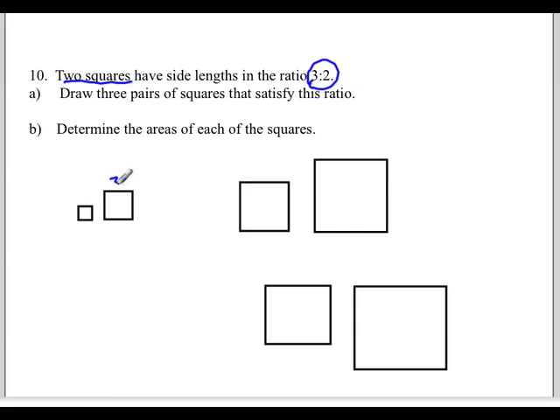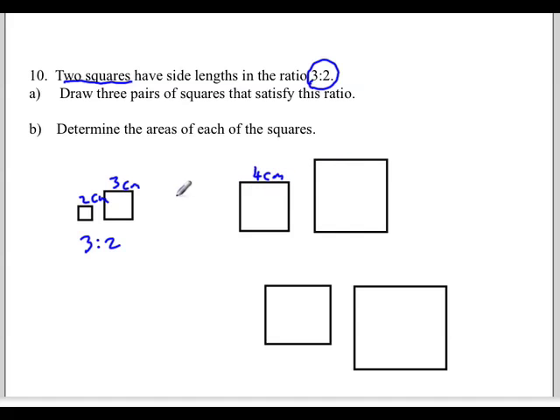If this is 3, could be anything, 3 centimeters, then this one has a side length of 2. So here the ratio of side lengths is 3 to 2, and we're going to say that this is centimeters. And so for this one, we're going to double the length of this, and let's say this is now 4 centimeters.